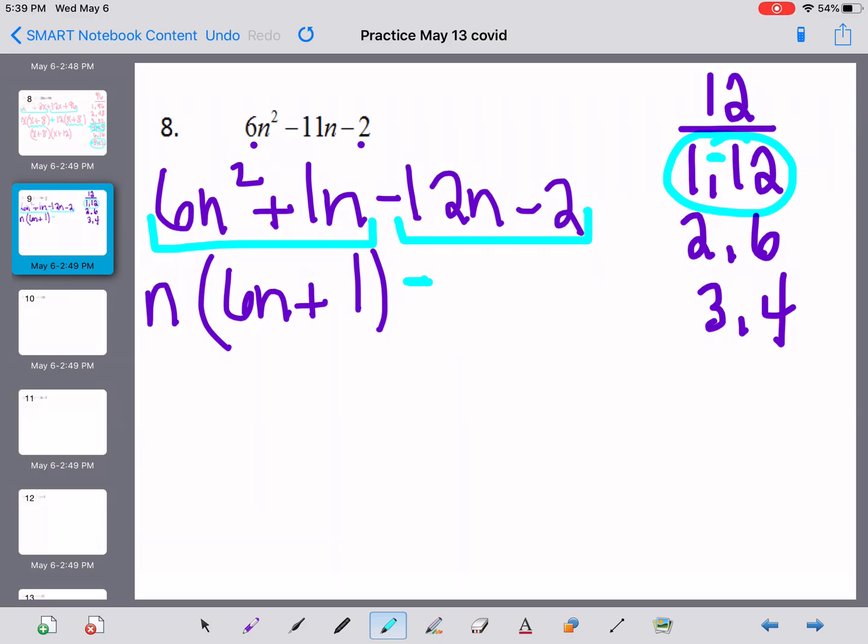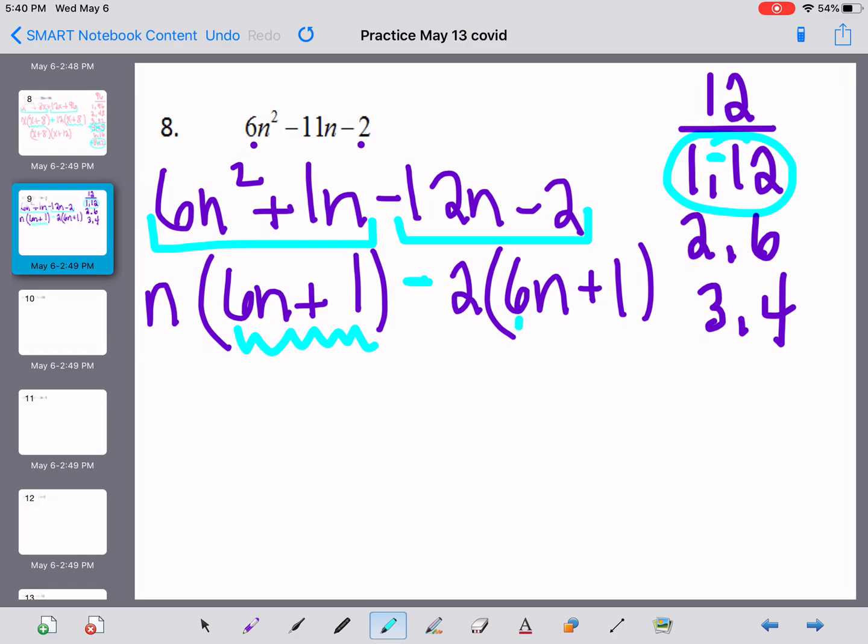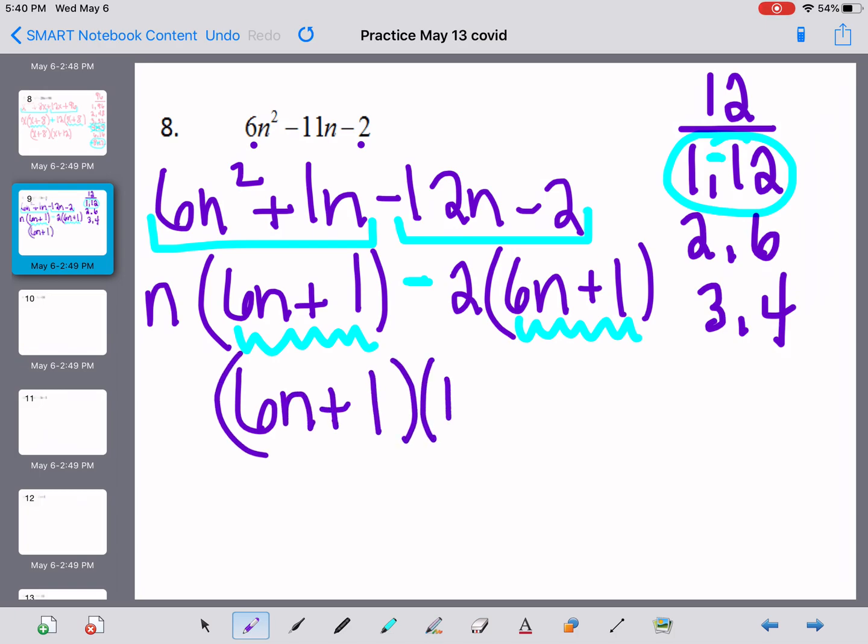The greatest common factor between 12 and 2, the biggest number that divides into both of those, is 2. And negative 12n divided by negative 2 is 6n. Negative 2 divided by negative 2 is positive 1. The signs are really important because we want to get those parentheses to be the same. So we've got 6n plus 1 for both of the parentheses, and then n minus 2. And there's our factor.